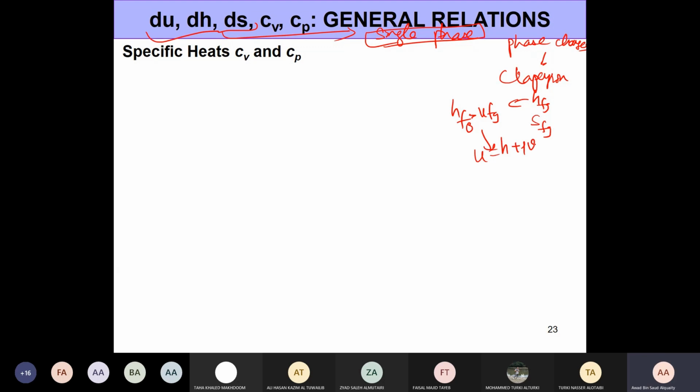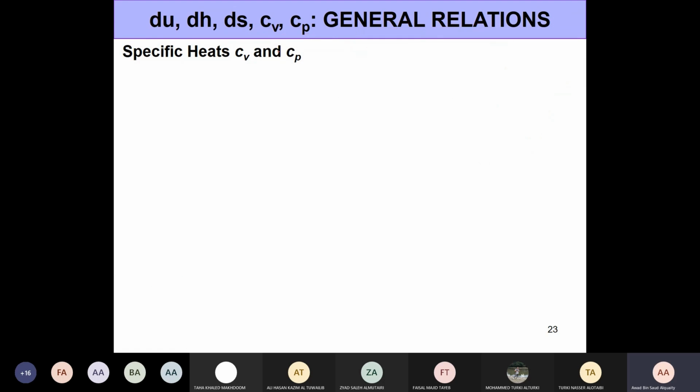U is equal to H minus PV. So it's important to know where these relations apply, and all the relations that we discussed only apply for a single phase. Even when we are talking about a single phase, we have been dealing with values for specific heats which are only dependent on temperature. Till now we have been talking about variable and constant specific heats, where these values, the Cp or Cv, are only functions of temperature.